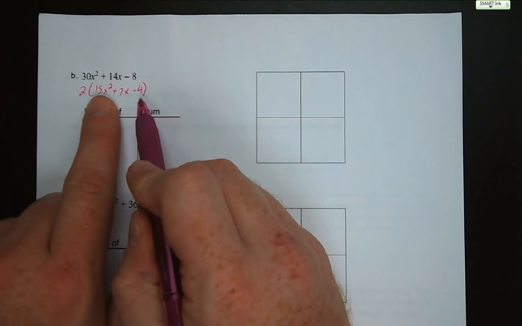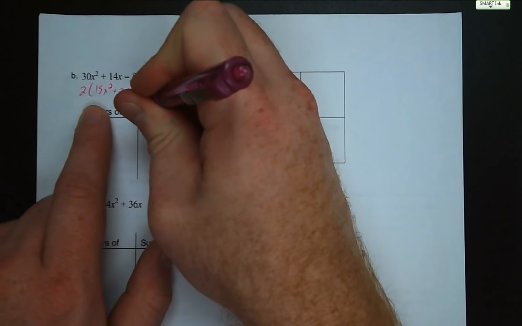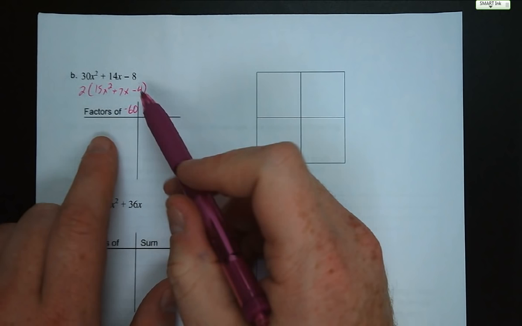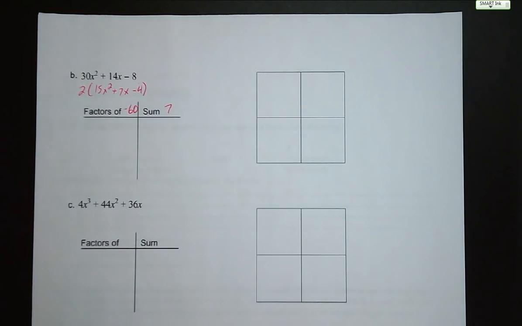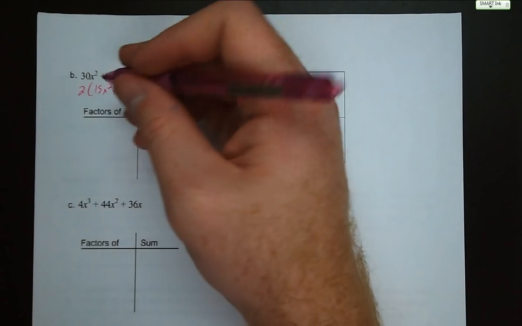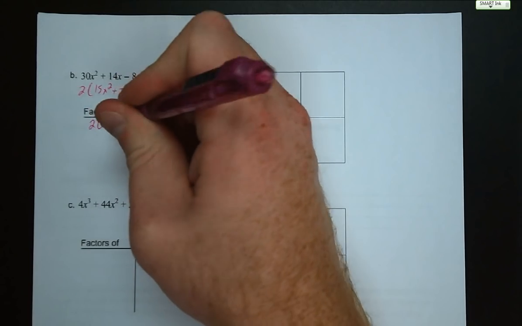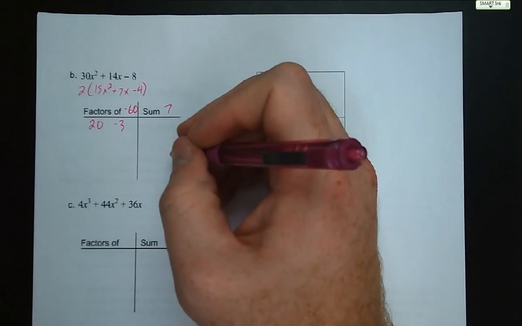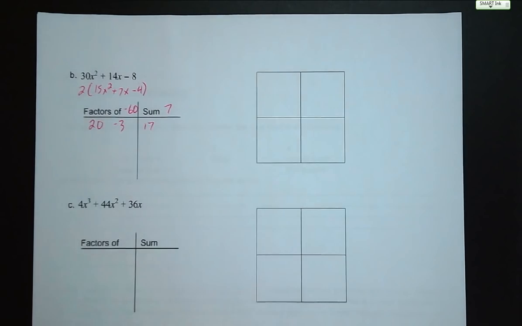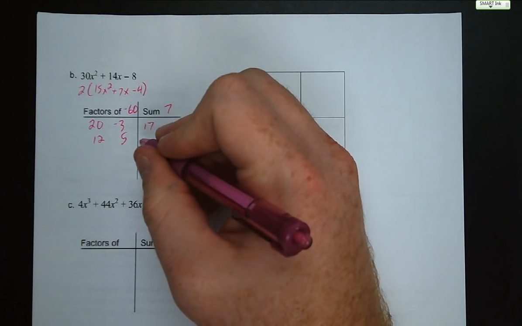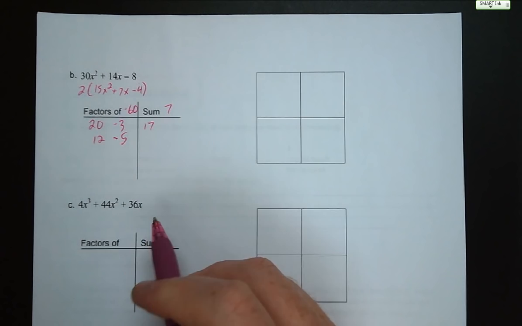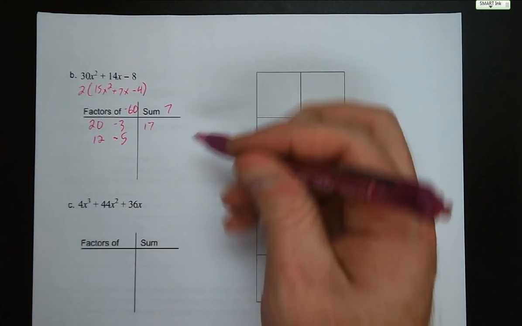15 times negative 4 is negative 60, and our sum is going to be 7. So let's start somewhere in the middle. Let's go with a 20 and negative 3. That gives us 17. Close, not what we want. How about a 12 and 5? 12 and negative 5. 12 minus 5 is 7. So we put in our factors.